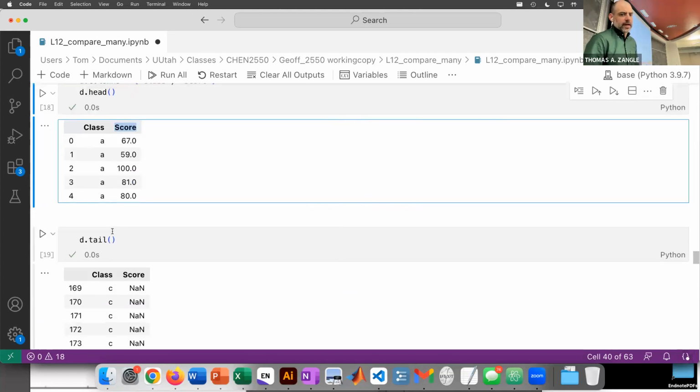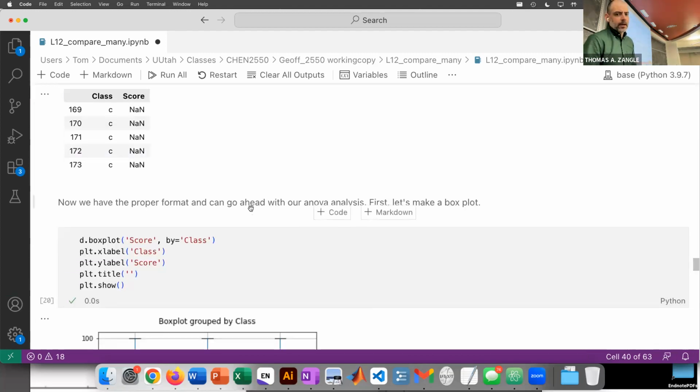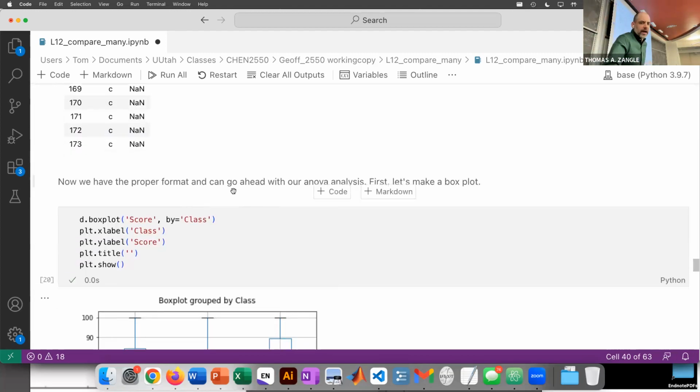Okay, so this is pandas. And so this is what it looks like. That's our head, that's our tail. We'll note that we have NaN values. We're going to have to take care of that later, but our initial code can handle those NaN values. So we have the proper format. We can go ahead with our analysis.